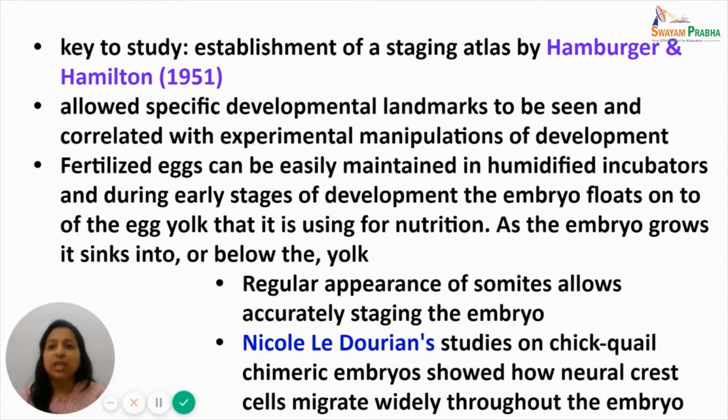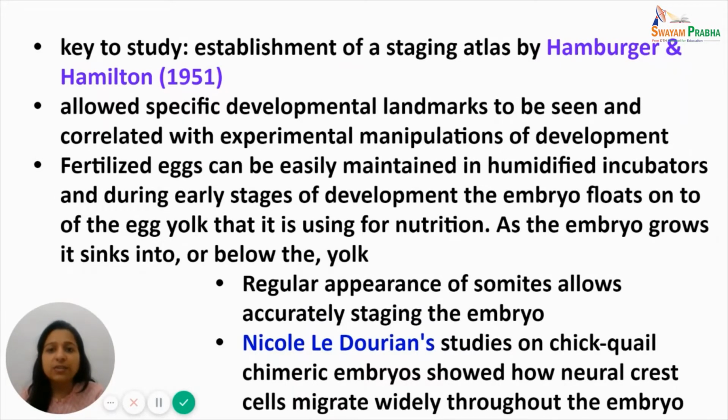The key to the study of this favorite model organism is the establishment of a staging atlas by Hamburger and Hamilton in 1951, who created a series of diagrams showing different developmental landmarks in the chicken embryo. And these landmarks can easily be correlated with any experimental manipulations of development done by current investigators.